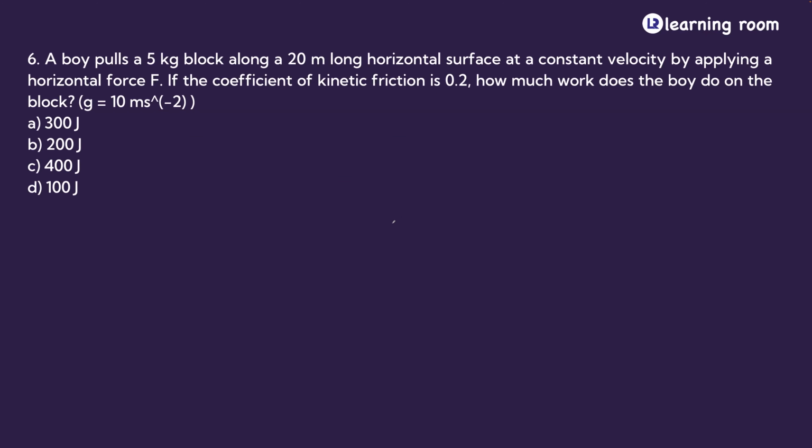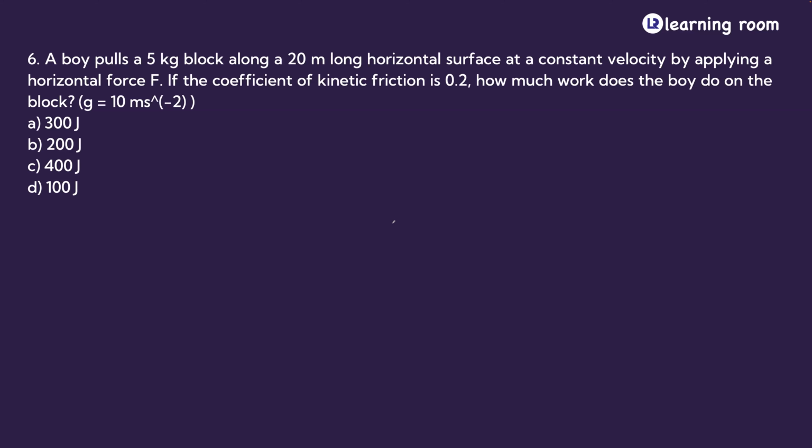A boy pulls a 5 kilogram block along a 20-meter long horizontal surface at a constant velocity by applying a horizontal force F. If the coefficient of kinetic friction is 0.2, how much work does the boy do on the block? And the acceleration due to gravity can be taken as 10 meter per second square. So it's a simple question actually.